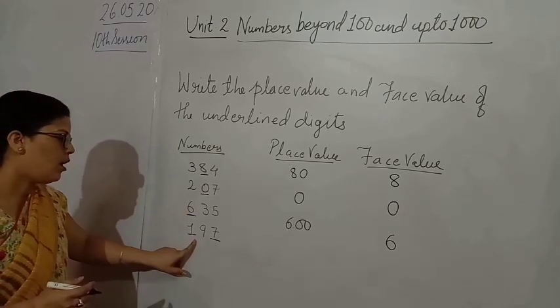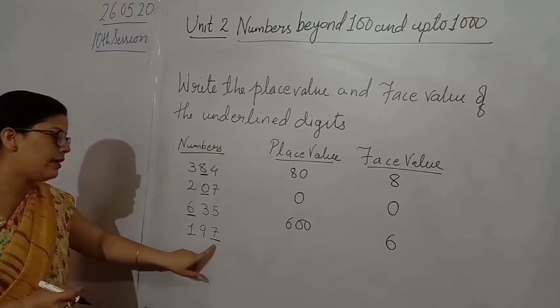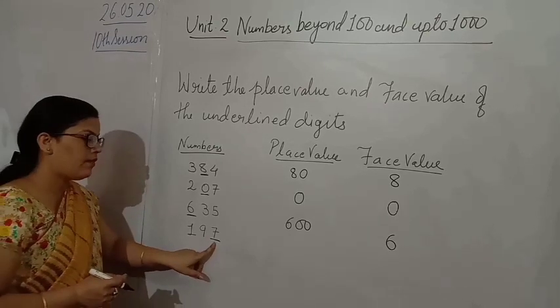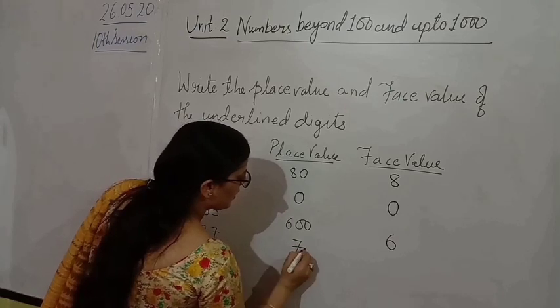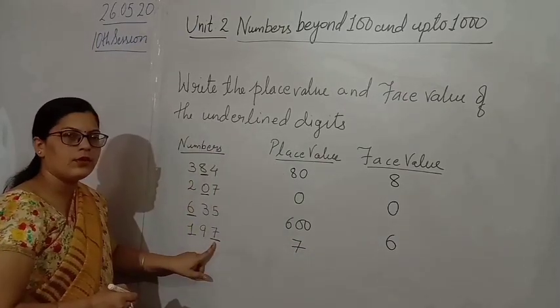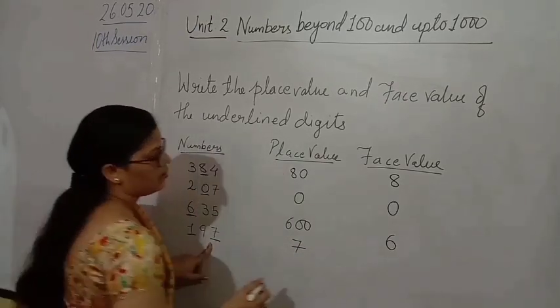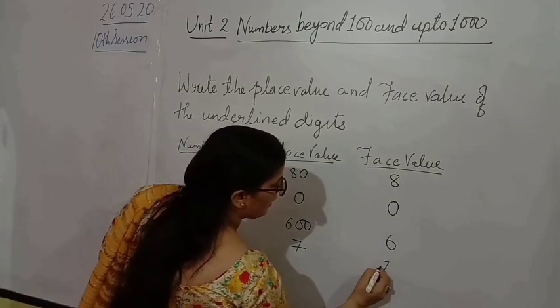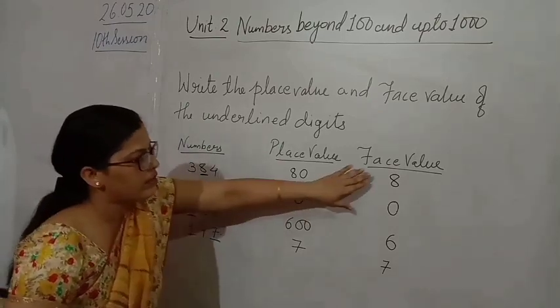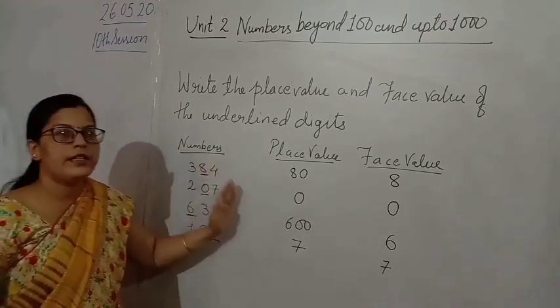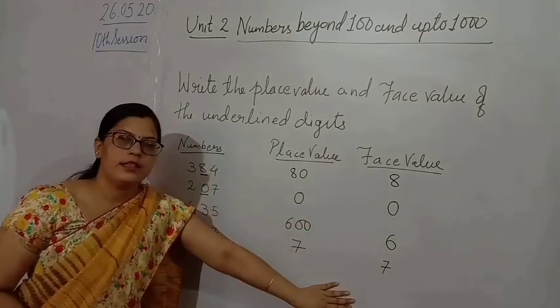Okay, now last number is 197. 7 is at ones place. 7 ones, so place value will be 7. Now face value will be 7 again. Face value of a digit is the digit itself. Now see, face value of the digit is the digit itself.